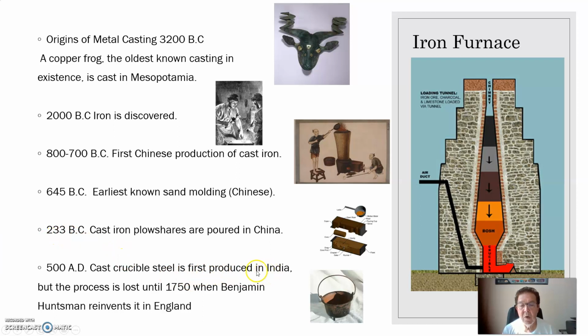In India the first crucible steel was produced, but it disappeared until 1750 when Benjamin Huntsman built an iron furnace, where the mineral is introduced, melted, and we get iron to be used for different uses after.